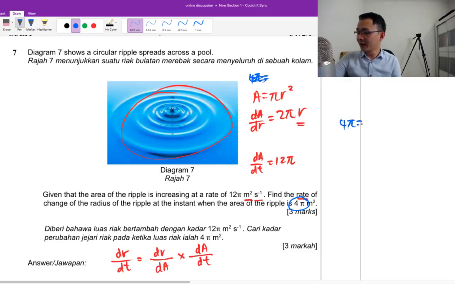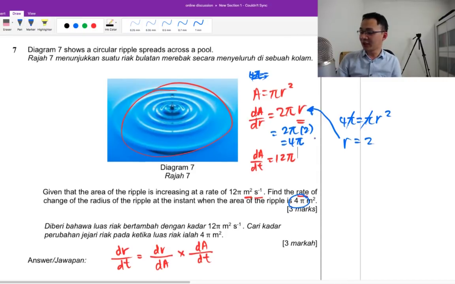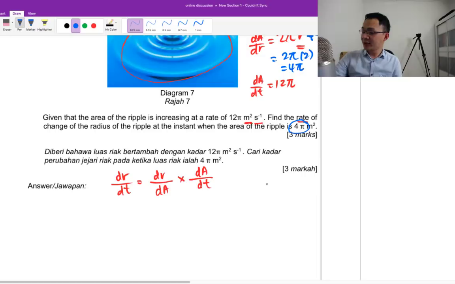So 4 pi equals pi r squared. So pi and pi are simplified, so r equals 2. So my r equals 2, I will substitute back into my dA/dr. So you have 2 pi times 2, which is 4 pi. So if I have all this information, then I will substitute into here. Since dA/dr equals 4 pi, then I know dr/dA, this is 4 pi over 1, right? It will become 1 over 4 pi. Right, so this one is 1 over 4 pi.